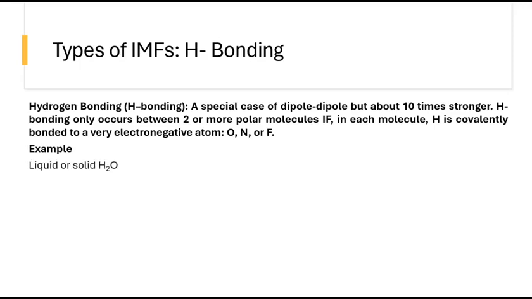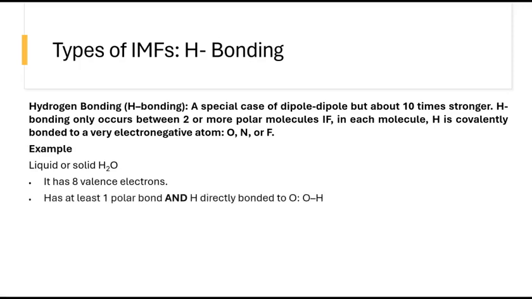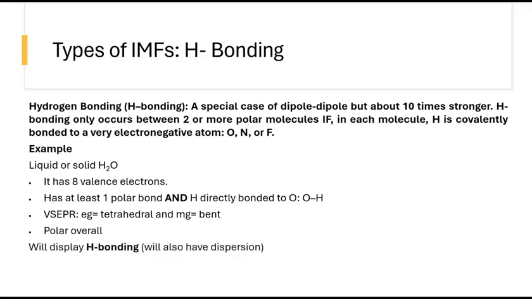For example, if we consider water in the liquid state or as ice, it has 8 valence electrons, it has at least one polar bond, and H is directly bonded to the O, so that OH bond is extremely polar, and EG being tetrahedral, MG being bent, lets us know that overall this particle is going to be very polar. It will have H bonding as well as dispersion, but H bonding will be the dominating IMF. If we take a look at water's Lewis dot structure, drawn to approximate that bent geometry, the O is a partial negative end because it is more electronegative, and the H is a partial positive end, and that's a permanent separation of partial charges.